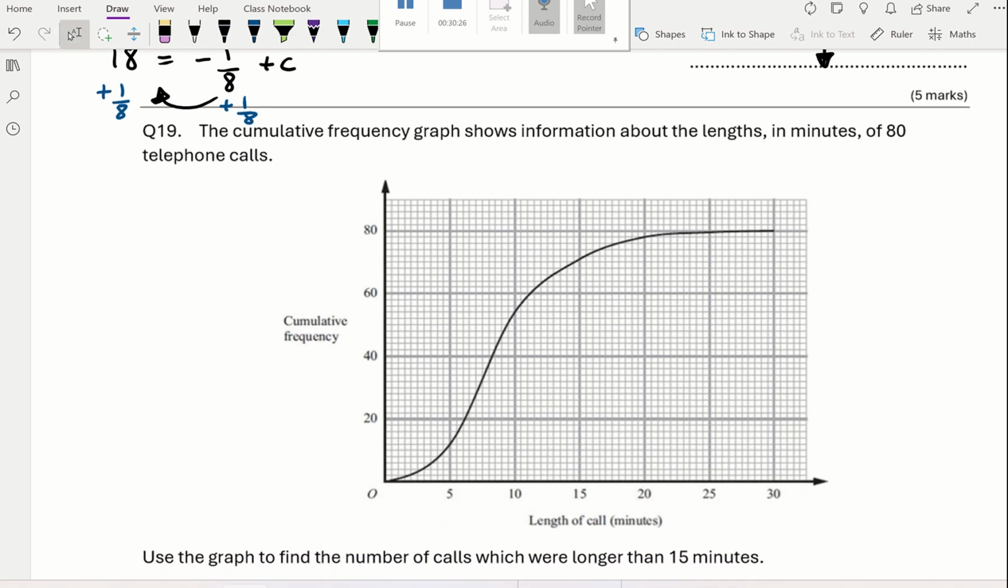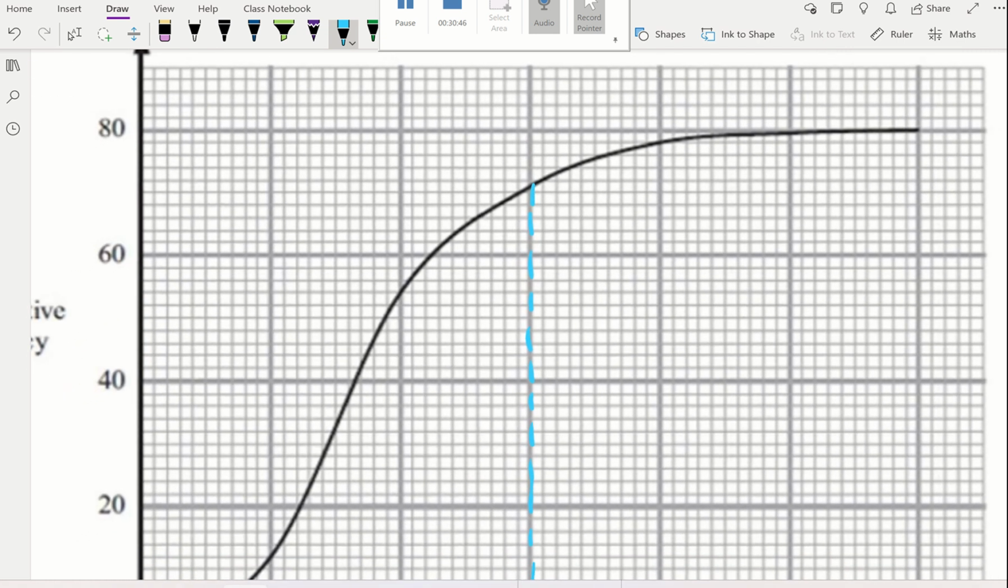The cumulative frequency graph shows information about the lengths in minutes of 80 telephone calls. Use the graph to find the number of calls which were longer than 15 minutes. So 15 minutes is here. You need to be as accurate as you can. And longer is that part.